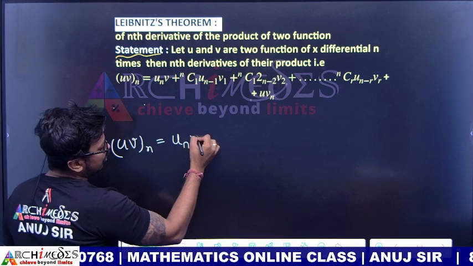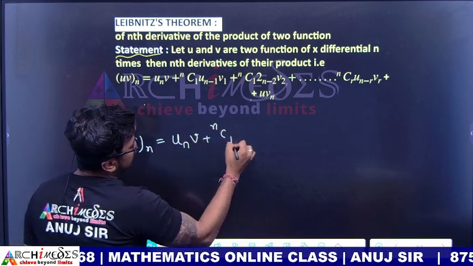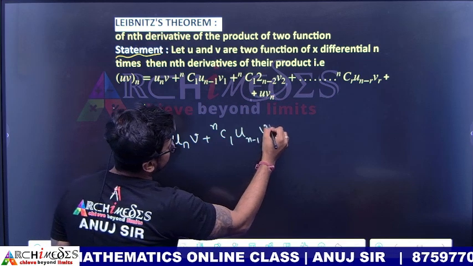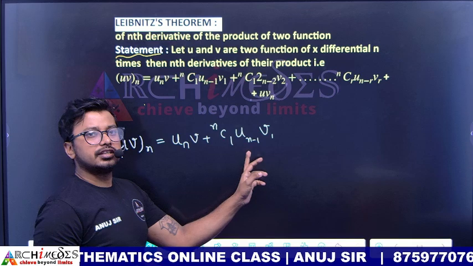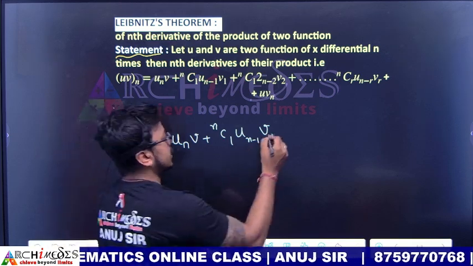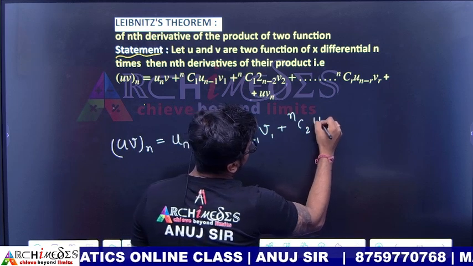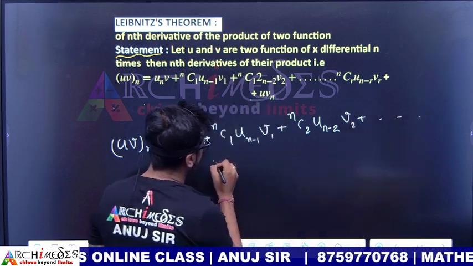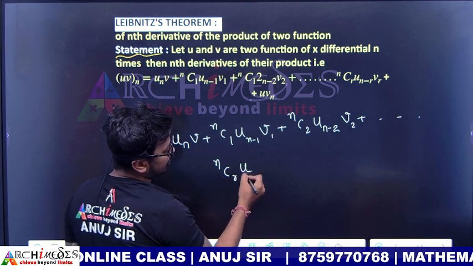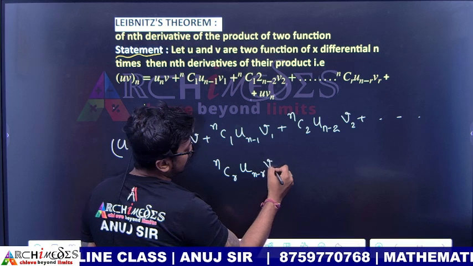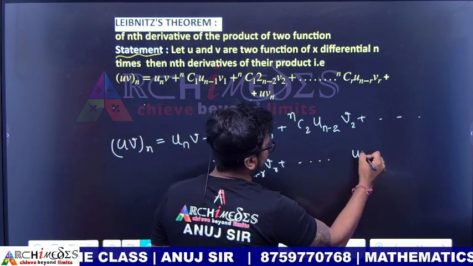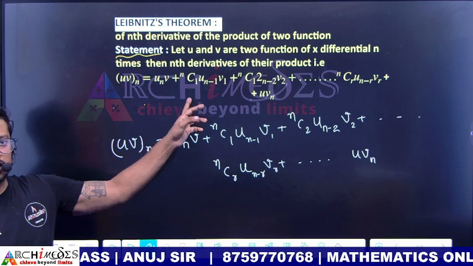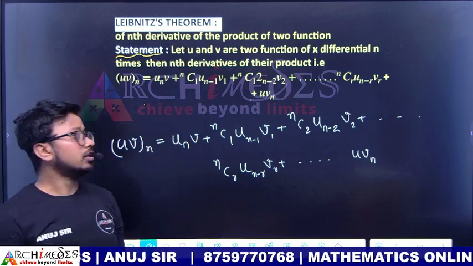So u_n v plus nC1. Now the u derivative order will decrease and the v derivative order will increase slowly. So u with suffix n minus 1, then v with suffix 1. Suffix means differentiating that many times. Am I clear? Next is nC2 u with suffix n minus 2, then v2. So it goes on. If I take a middle value, nCr, then the u derivative part is n minus r, and it is v_r. Similarly, at last you will get u and v_n. So this is the formula of Leibniz theorem, which I've already written over here, so I'm not writing it again. Am I clear? So now how to prove?